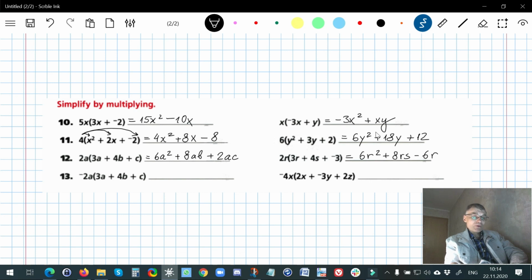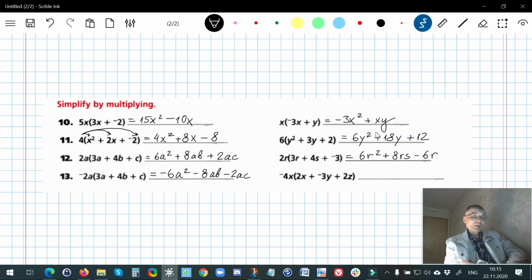and just r. Here in 13 now we have a negative coefficient in front of the monomial, which is in front of parentheses. No difference. Negative 2 times 3 it's negative 6a squared. Then negative 2 times 4 it's negative 8ab. And then negative 2 and ac.